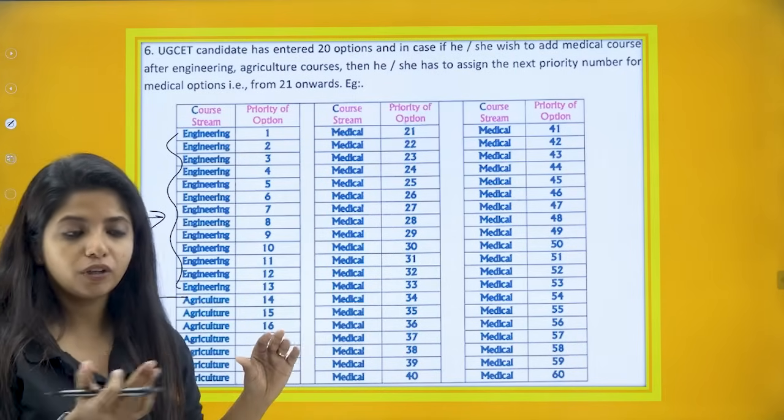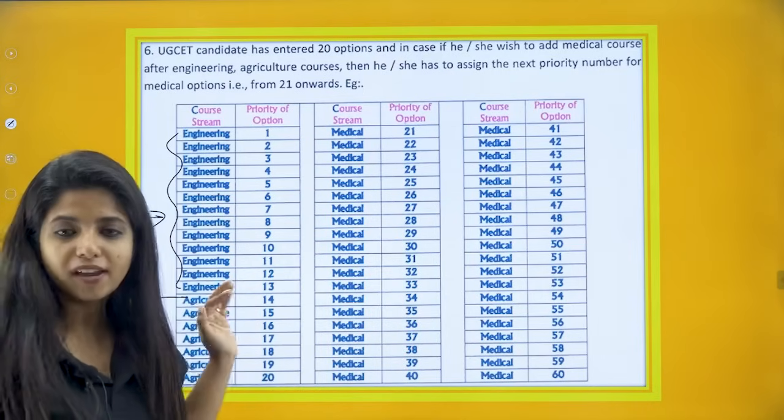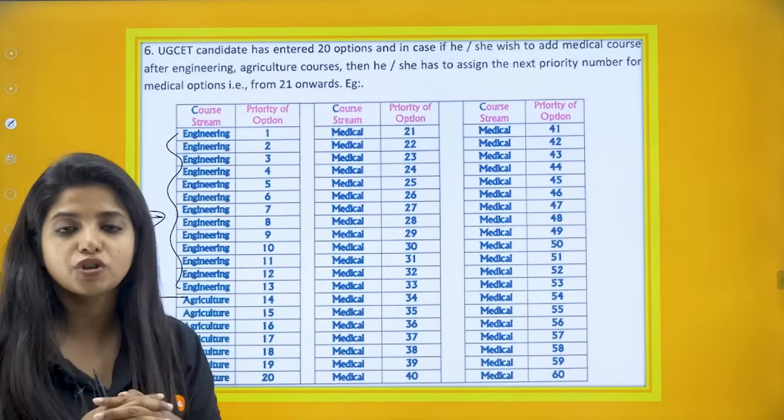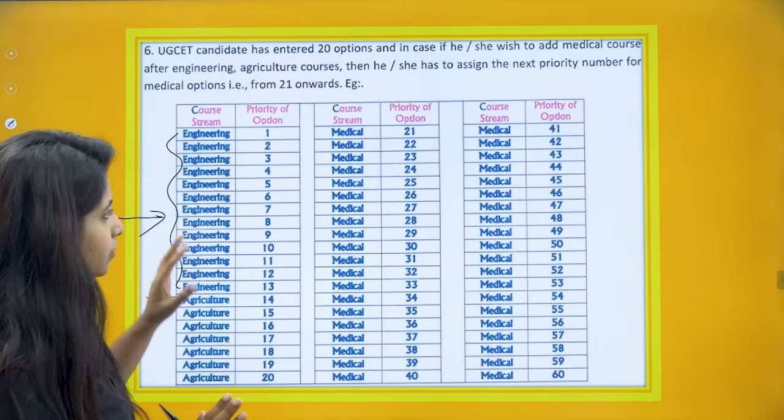Otherwise, my dear children, after one round, all the seats would be going off. All the lower options would be going off. You would have very limited access. So make sure you understand that and make a proper list.